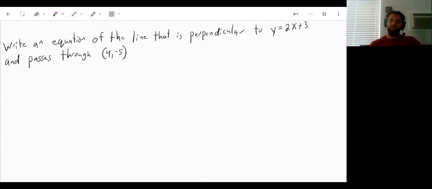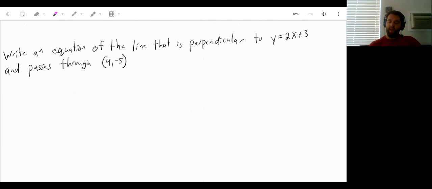Finally, write an equation of a line that is perpendicular to that line and passes through (4, -5). Well, if it's perpendicular, that means it's going to have the negative reciprocal slope. So the negative reciprocal of 2 means you'd have a slope of -1/2, and it passes through this point. So we have a point, we have a slope, let's write it in point slope form. So y minus y1 equals m times x minus x1. And that's it. That's all there is to that one.